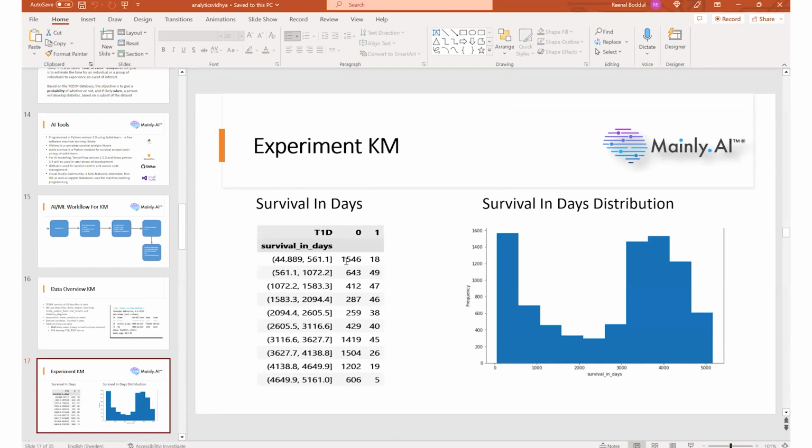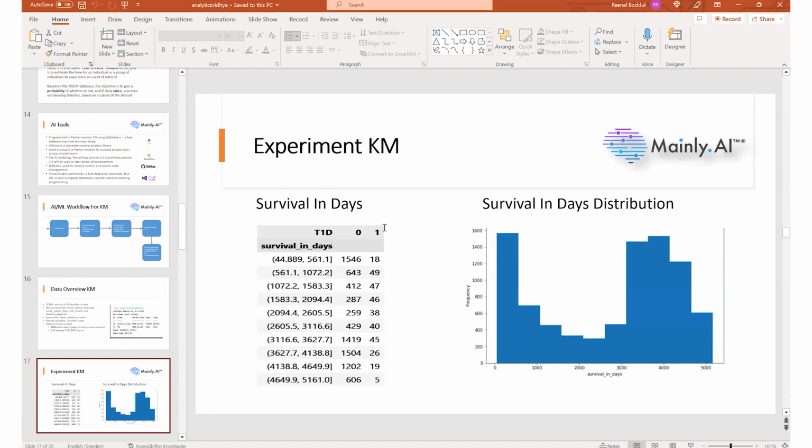At 561 days, we have 1,568 people who are not diagnosed with T1D and 80 people who are diagnosed with T1D. Then from 561 days to 1,772, 643 people are not diagnosed with T1D and 49 people are diagnosed with T1D, and so forth.